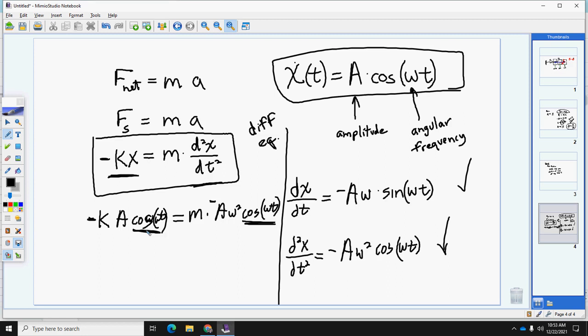But they're only equal to each other if, the a's cancel out, only if negative k is equal to m times negative omega squared. And I want to rewrite this. Negative omega squared equals negative k over m.